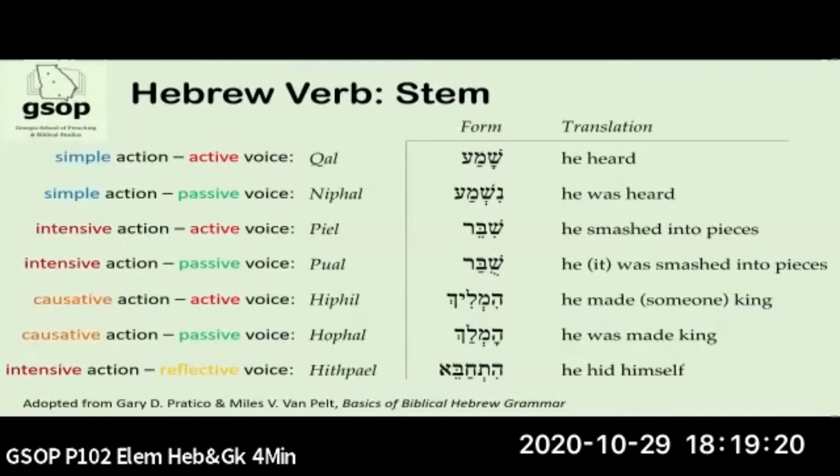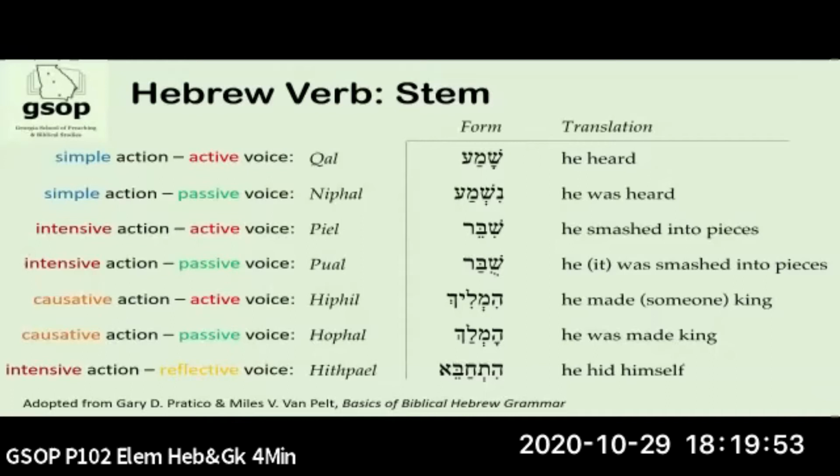The piel, shiber, would be he smashed into pieces. This is an intensive action with an active voice. The subject is still doing the action, but it's now more intensified. And then under the pual, for the same word instead of shiber, it's shuber, and he or it was smashed into pieces. Again, an intensive action, but now it's more passive in voice. It's something that's done to the object or person.